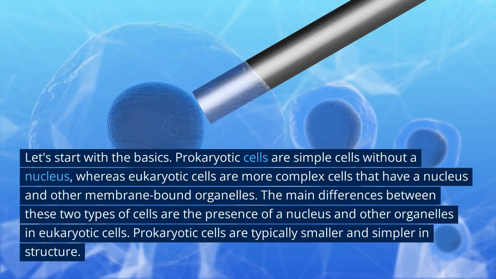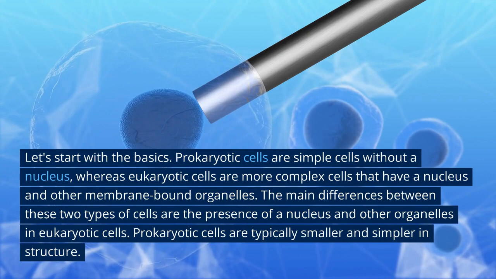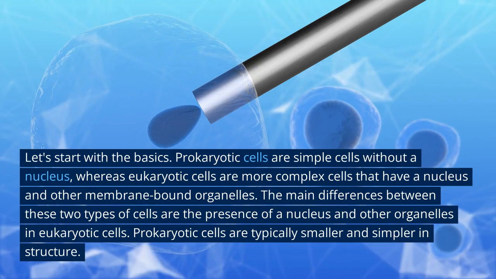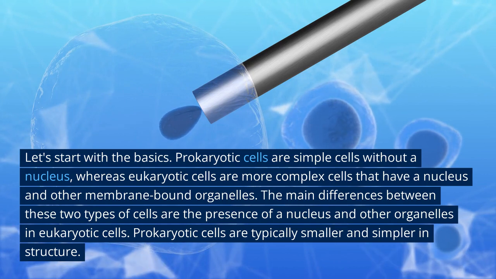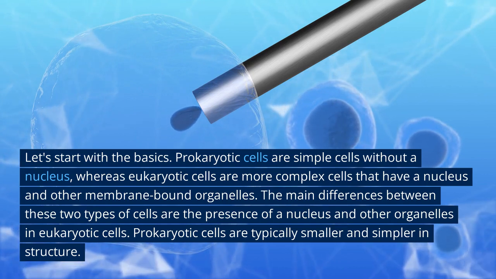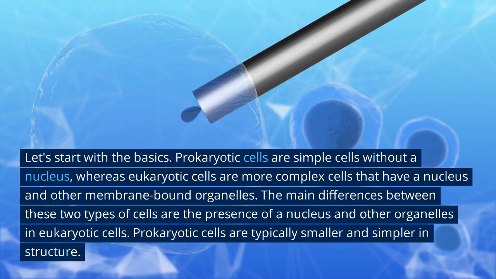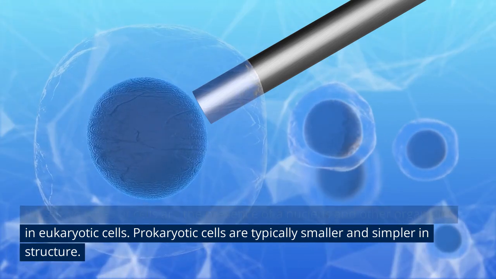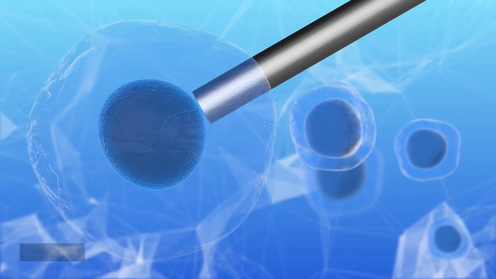Prokaryotic cells are simple cells without a nucleus, whereas eukaryotic cells are more complex cells that have a nucleus and other membrane-bound organelles. The main differences between these two types of cells are the presence of a nucleus and other organelles in eukaryotic cells. Prokaryotic cells are typically smaller and simpler in structure.